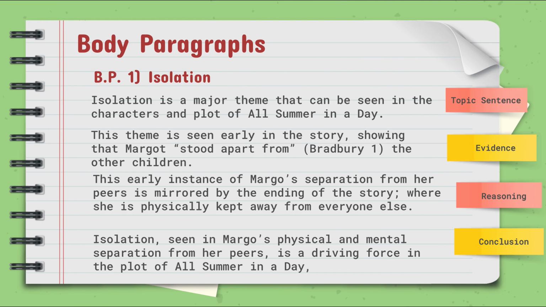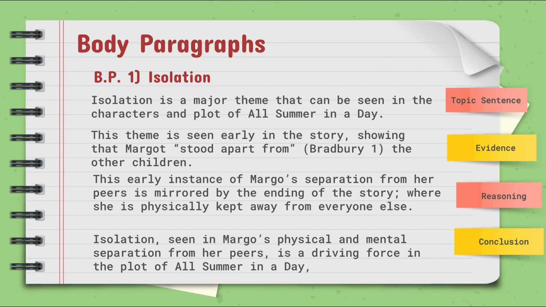So here's an example of one of these body paragraphs I wrote for y'all. It's pretty basic, it's not great, but I want y'all to see all of these parts of a body paragraph that I've shown for you here. So first is topic sentence. "Isolation is a major theme that can be seen in the characters and plot of All Summer in a Day." Pretty basic, but we are mentioning what this whole paragraph is about. And we have theme, and it can be seen. So that's the claim we're going to be supporting with the evidence.